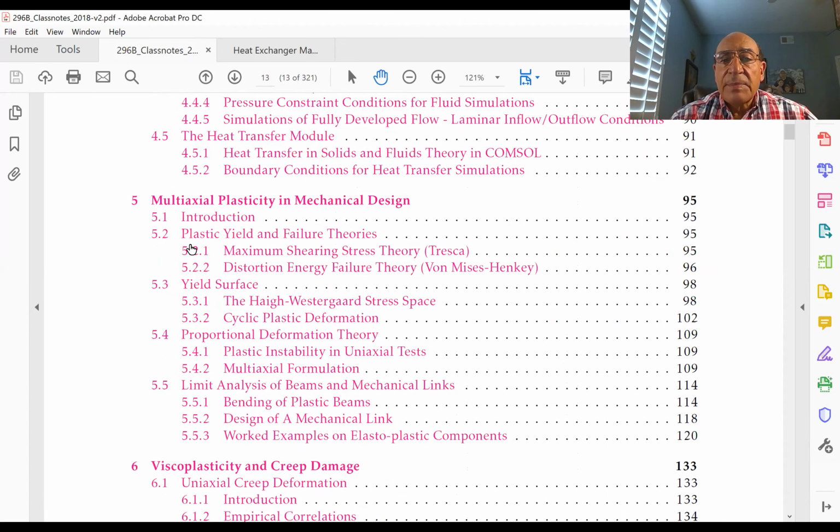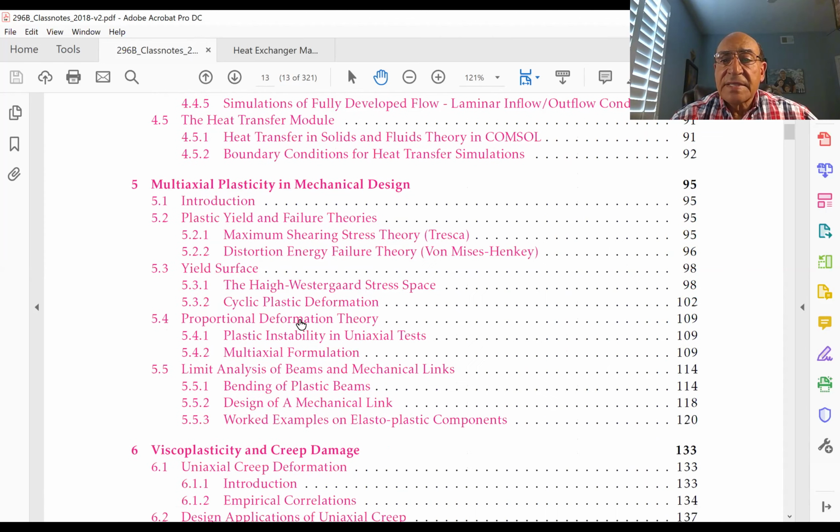The next topic is multi-axial plasticity in mechanical design, and that we will start with something that's familiar to you, such as the yield phenomenon, like Tresca and von Mises. We studied that in strength of materials, but then we will go a little bit beyond to define the yield surface and the theories that are used for multi-axial distribution of the plastic strain.